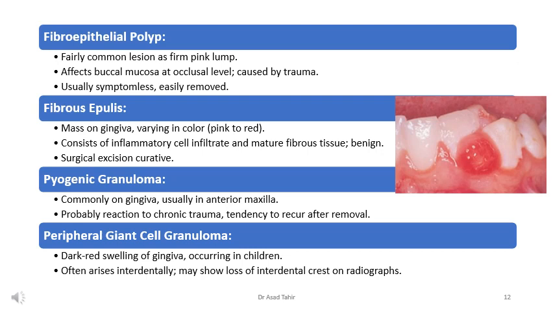Surgical excision is curative. Pyogenic granuloma: commonly on the gingiva, usually in the anterior maxilla. Probably a reaction to chronic trauma, with a tendency to recur after removal. Peripheral giant cell granuloma: a dark red swelling of the gingiva, occurring in children. Often arises interdentally, may show loss of the interdental crest on radiographs.